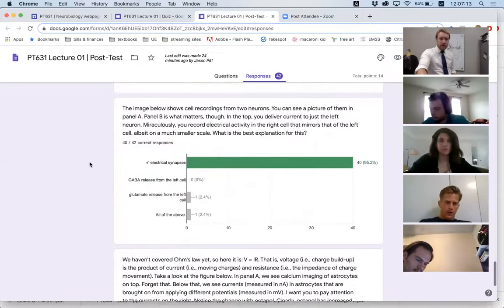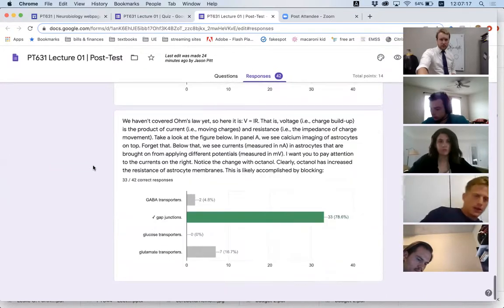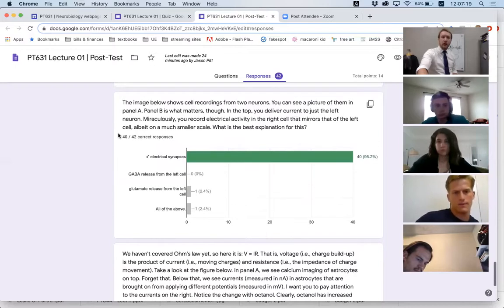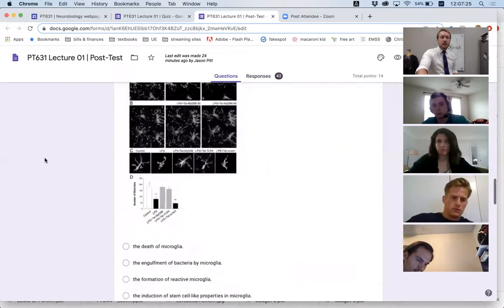Okay, we got another image to look at and another image to look at, and we definitely need to look at the last one. The first one, it looks like we're getting it, so electrical synapses. But let's take a look and make sure that makes sense.